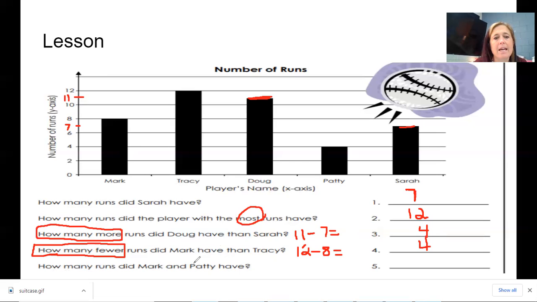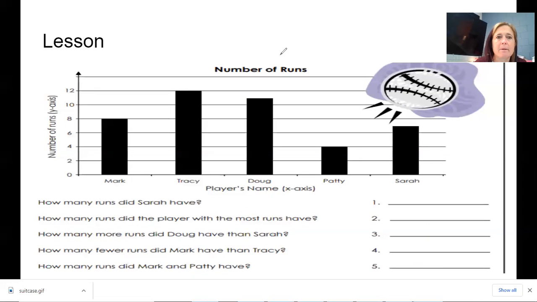How many runs did Mark and Patty have? This right here is telling us that we need to combine Mark and Patty's numbers. So we see that Mark has 8, okay? And we see that Patty has 4, because we go up here to Patty, and it's 4. So 8 plus 4 is 12. Okay, so you really have to be looking at the vocabulary used in each question to really understand what you need to do. All right, so let's clear that, get my mouse back.